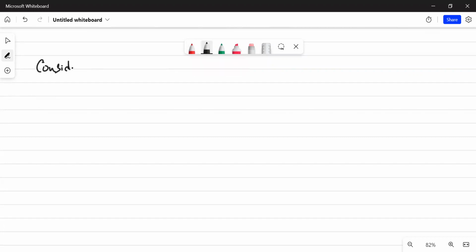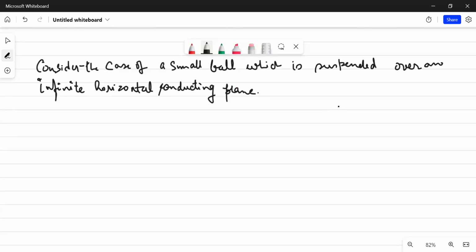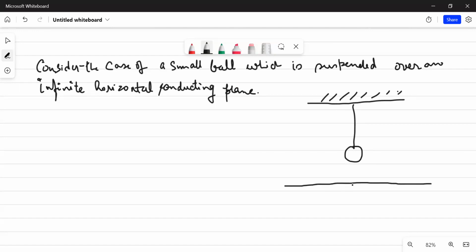Let us consider the case of a small ball which is suspended over an infinite horizontal conducting plane as shown. So let's say this is the ball which is suspended over an infinite horizontal conducting plane. So this is the infinite conducting plane.